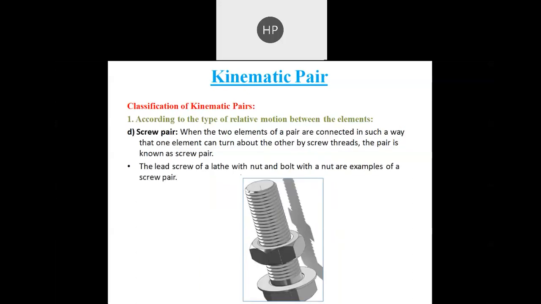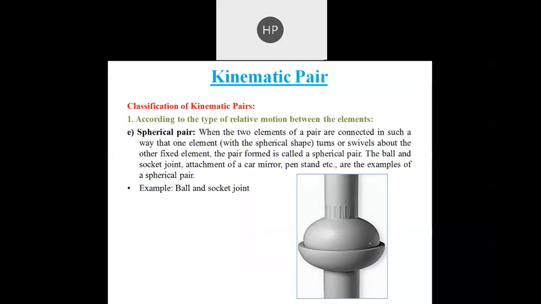Then fourth one is a screw pair. So here one element can turn about the other by screw thread, then it is known as a screw pair. And then finally we have a spherical pair. So we have one spherical ball which is in a spherical cup, and in that case when one element will move or have a motion with regard to another, that is termed as a spherical pair. An example is the ball and socket. So these are the classification according to the relative motion between the elements.